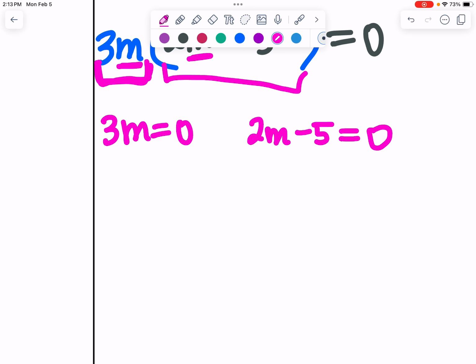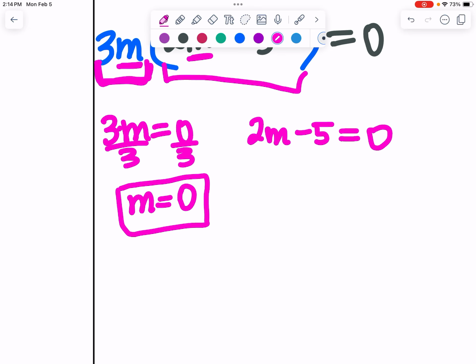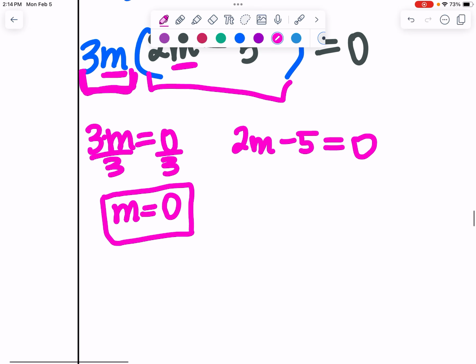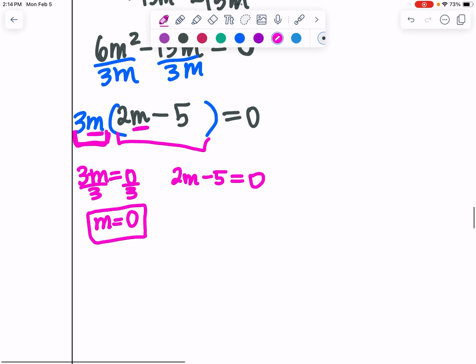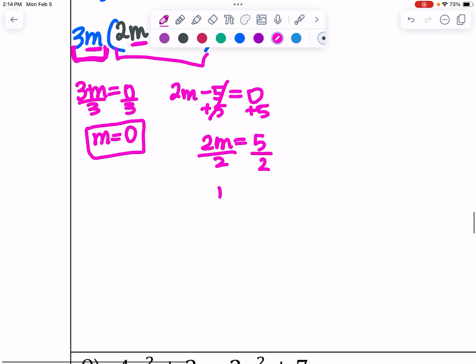And so to solve this, that's multiplication. I just need to divide by 3, and 0 divided by anything is still 0. So 0 is allowed to be a solution. 0 is a number just like any other number. And then in this case, we have to add 5 first and then divide by 2. And so this one ends up being a fraction.